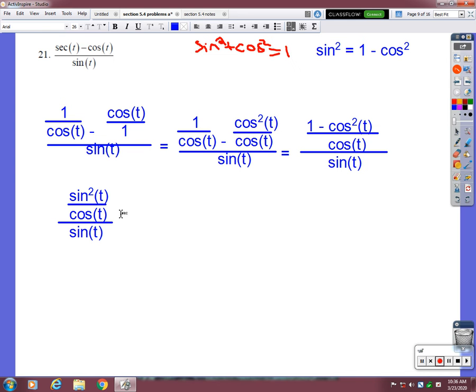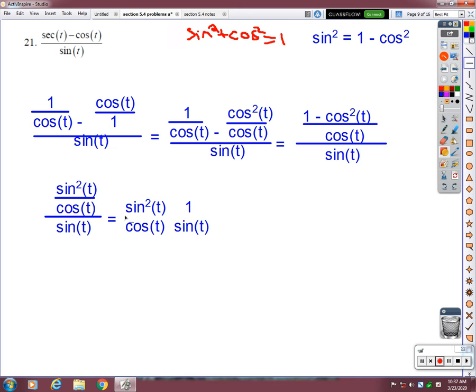Okay, now I'm going to use that simple old trick that when you divide by a fraction, you really just multiply by the reciprocal. So I'm going to take sine squared of t divided by cosine of t, and multiply that by the reciprocal of sine of t, which is 1 over the sine of t. Again, this is a fraction, this is a fraction, and they're being multiplied together.